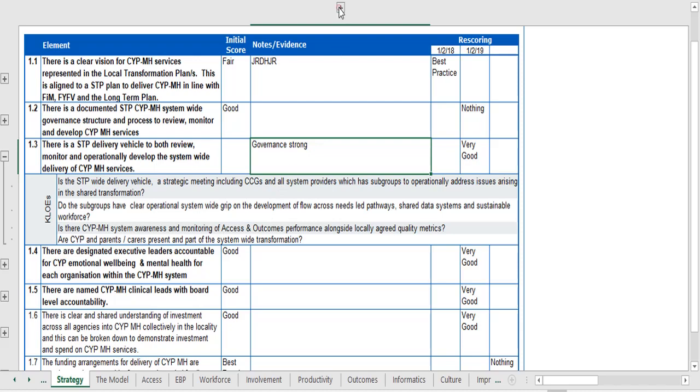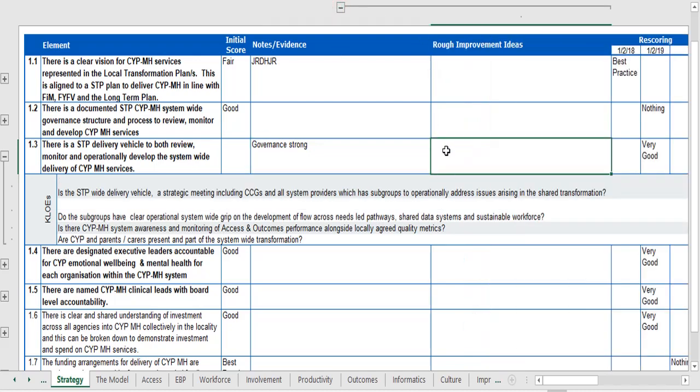And at this point, we'd encourage you to open this one. So in here, you can add CYP and parents to join steering group. Maybe an action that you want to take forward. You can obviously put a lot more than that in there, but what I'm trying to describe is how you can fill this in by making notes of what things you're happy with, but also thinking about what you want improvements on. No one's going to mark you on this. This is just trying to help your thinking.